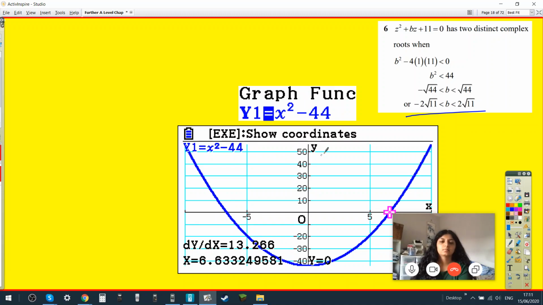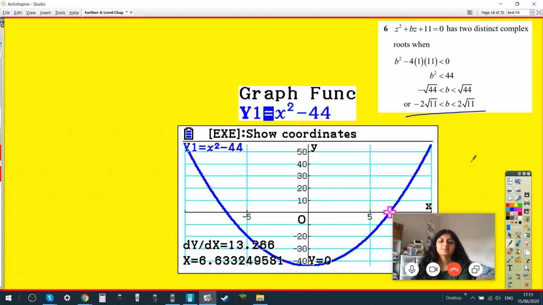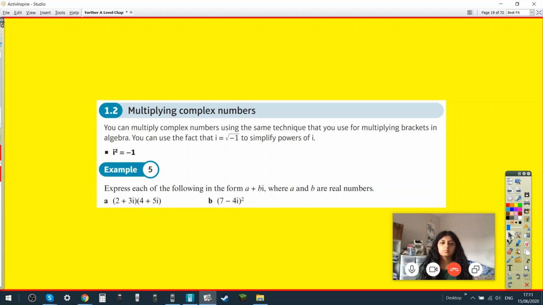Or you can do a graph. Anyway, any questions there? No. Why would you do a graph? This is the graph of b squared minus 4ac. Where is it less than 0? It is less than 0 between the roots. It's just a graphical solution. That's all it is.